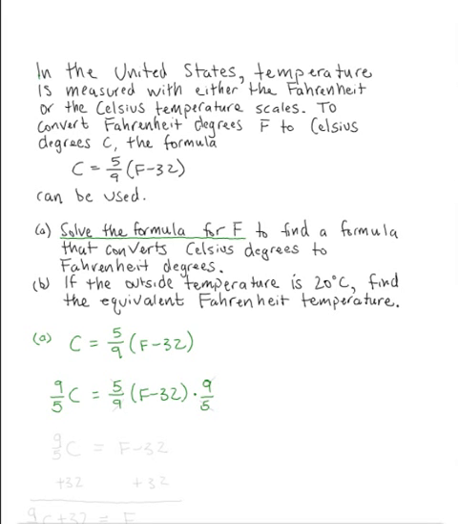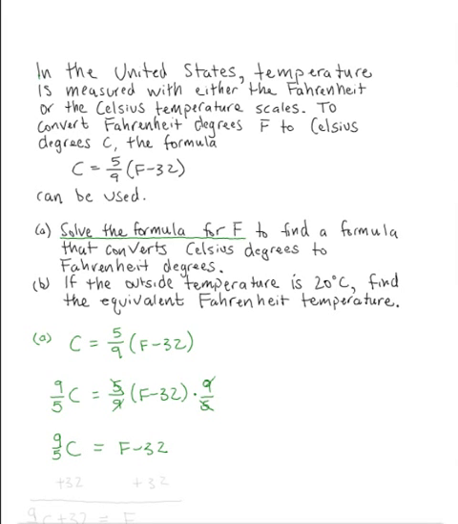The reason why is the whole idea of a reciprocal is that when you take a number and multiply by its reciprocal, the product is 1. Said another way, the 5 cancels with the 5, the 9 cancels with the 9. That leaves us with a 1. Anything times 1 is itself. So the right side of our equation now is just f minus 32. The left side is 9/5 c.